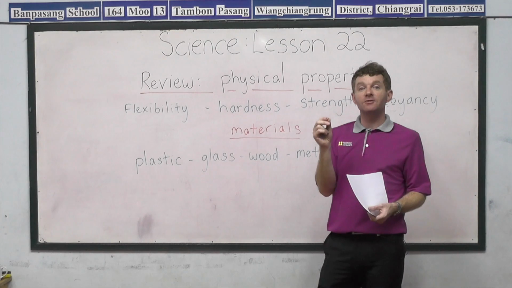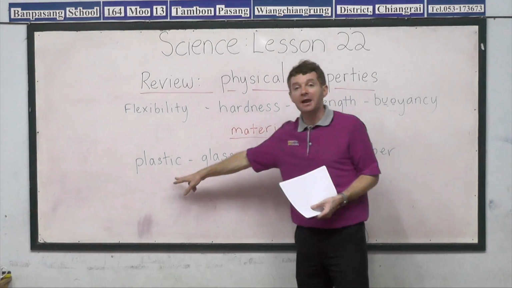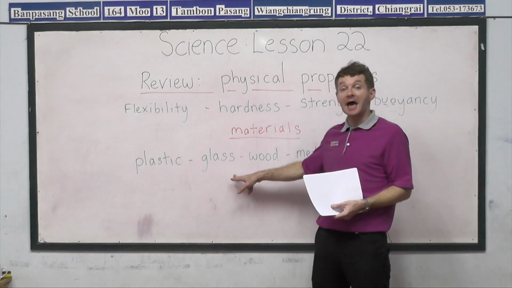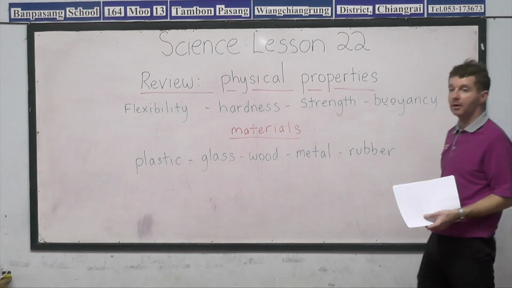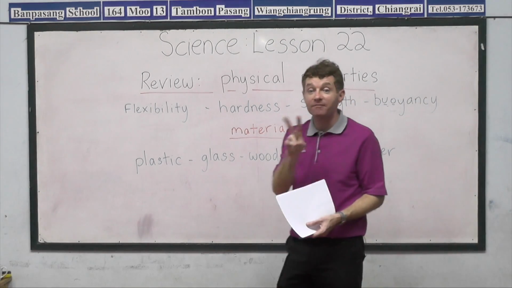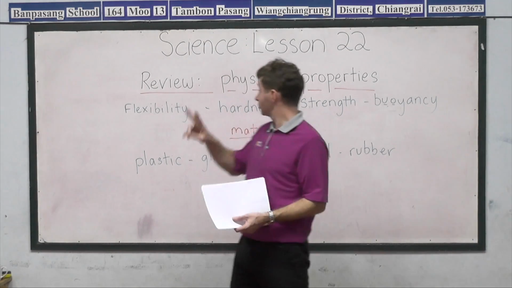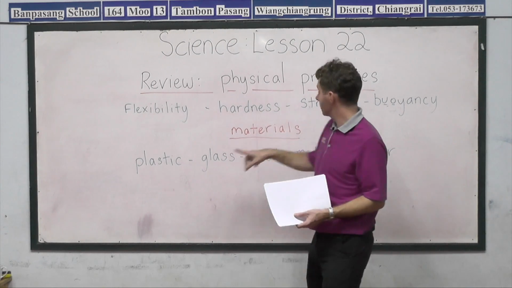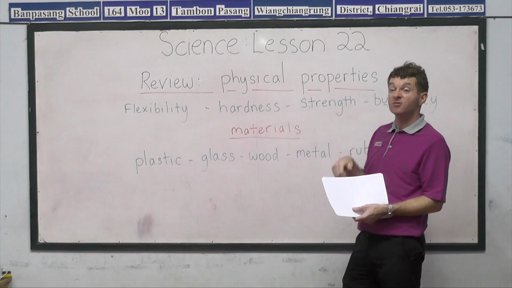And the invention must be made of materials. Plastic, glass, wood, metal, and rubber. And again, it must have at least 2 materials. Okay? So physical properties, how many? 2. Materials, how many? 2. And give your invention a name.